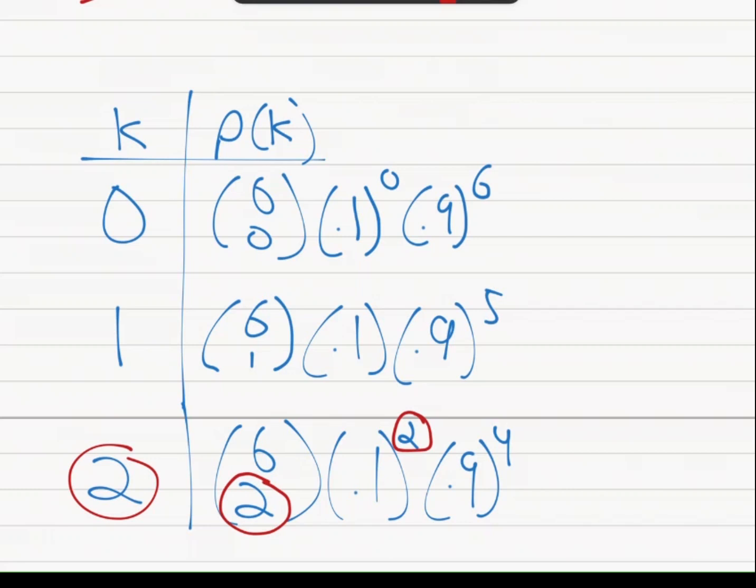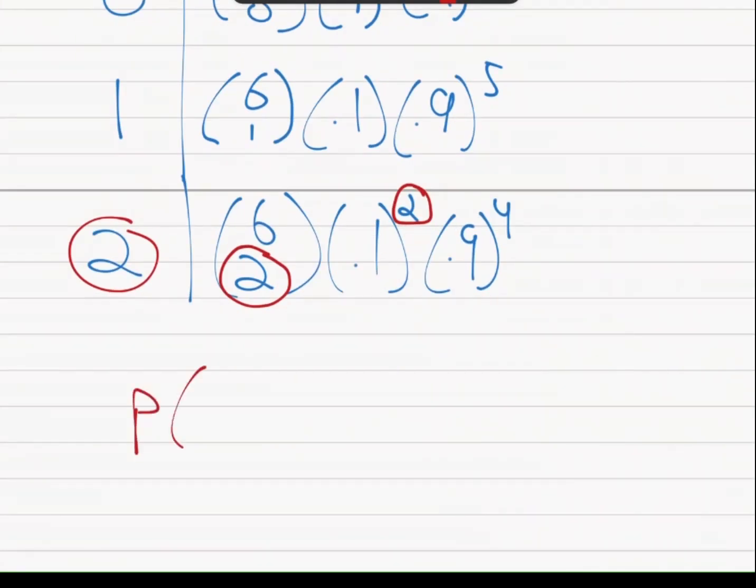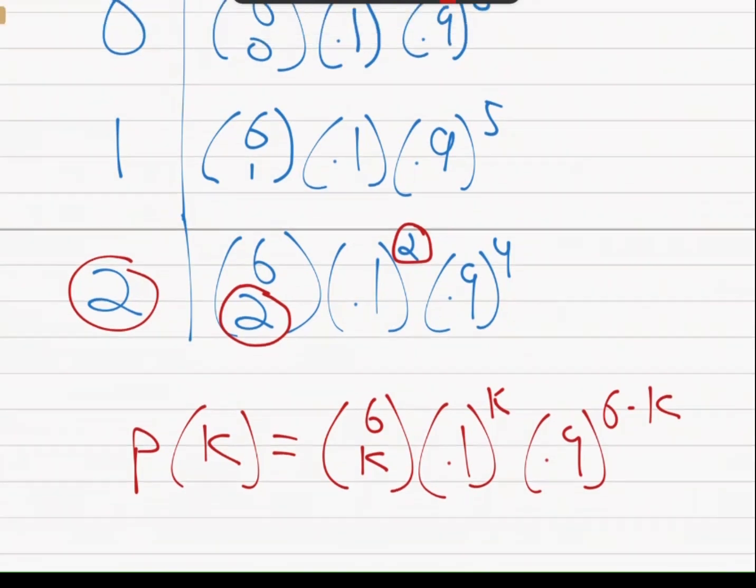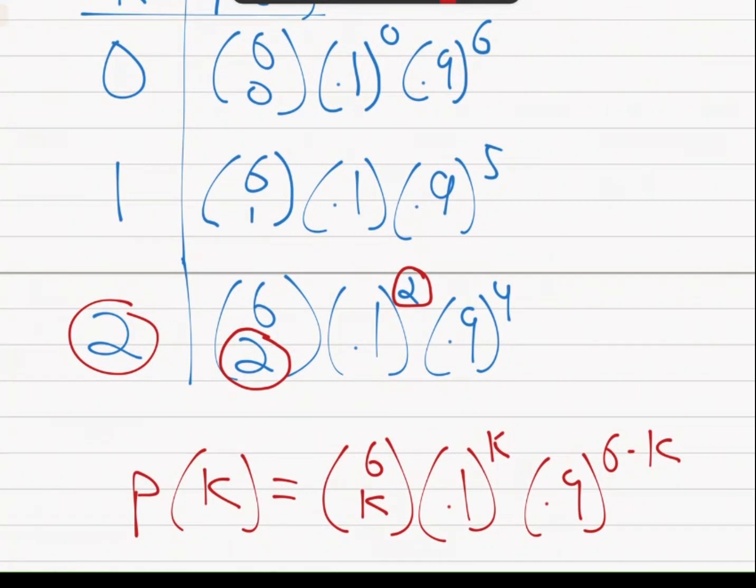Okay, so to write this one, we have the probability of k, right? I'm using k instead of x. We will have 6 choose k times 0.1 to the k times 0.9 to the 6 minus k. All right, and you probably could have written that down without the t-chart, but I always like putting the t-chart there. Then I can go back and compare my terms in the t-chart and make sure that everything is coming out correctly.